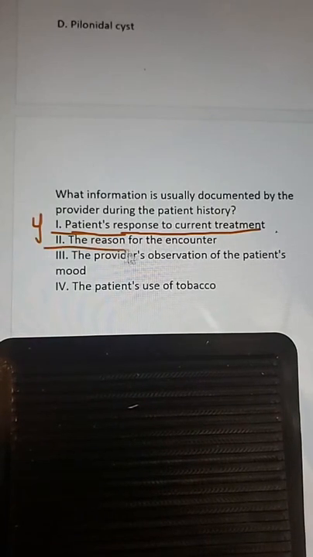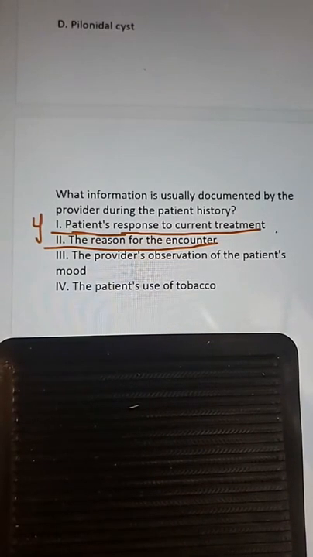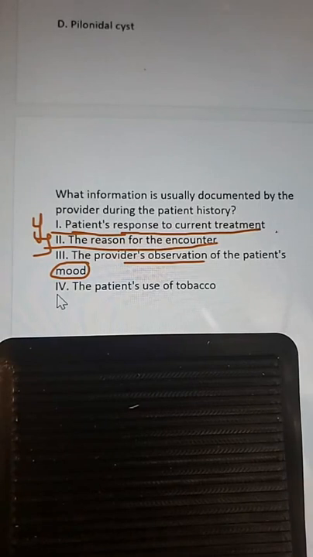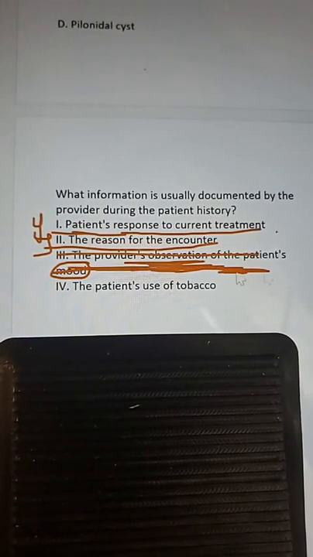The reason for their encounter, would history be in that too? Chief complaint. My chief complaint is I'm not any better and I still feel like crap, right? So that still has history in it. The observation of my mood as being tired and exhausted and cranky, is that part of my history? Well, it was part of my past, but today am I being cranky? Is my mood part of my history for today's visit because it's an observation? No, that would not be part of the history, right? Not generally. Not an observation.